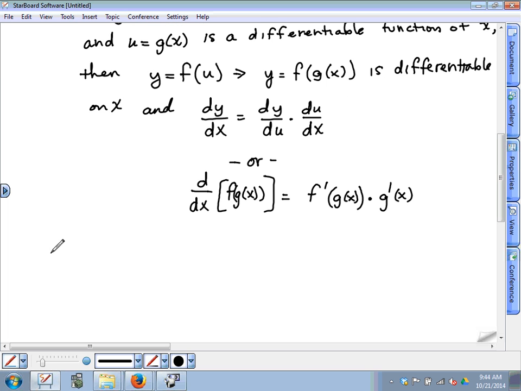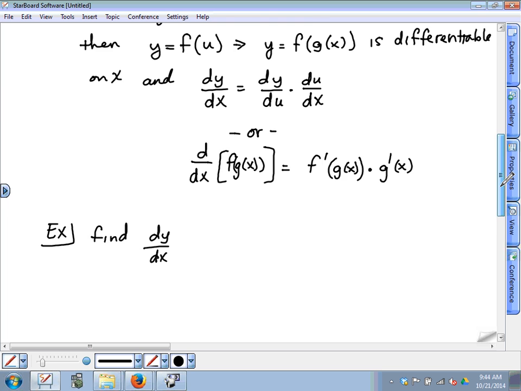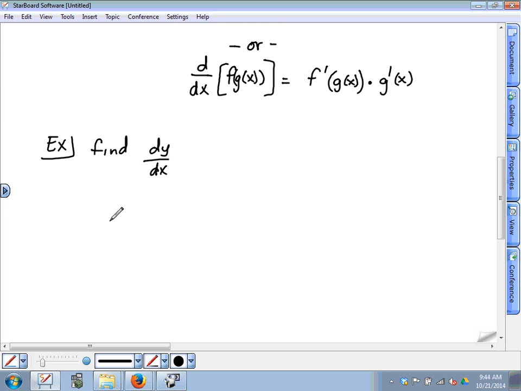So let's take a look at an actual example. Example. Find dy/dx, where y is equal to (x squared plus 1) squared. I'm actually going to do this two ways.